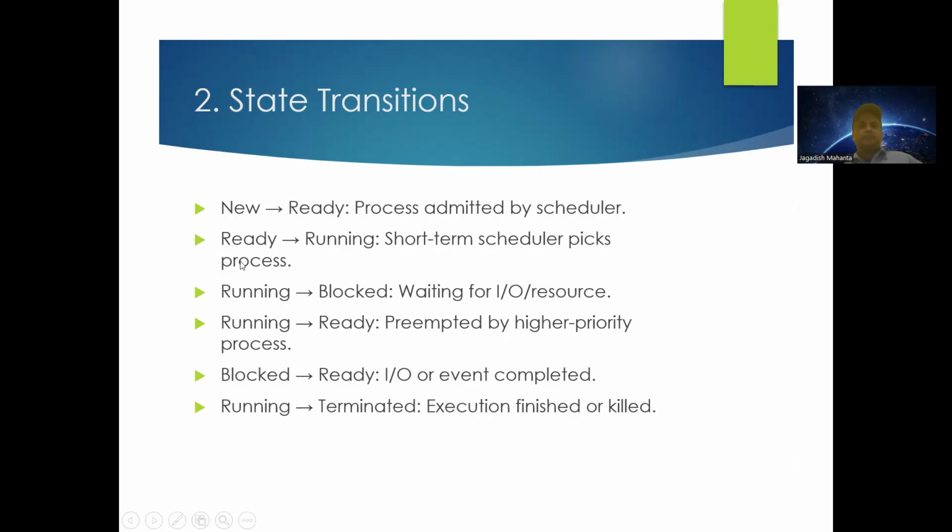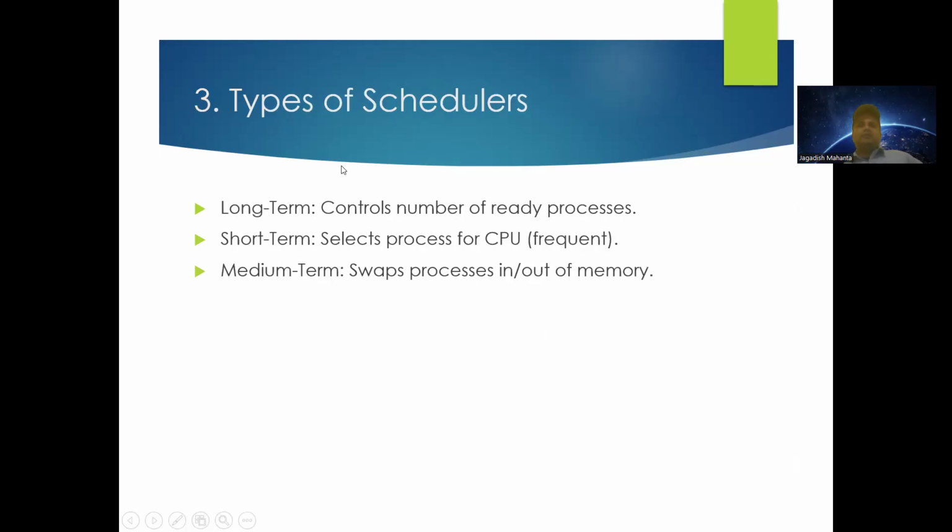Ready state I have already discussed. Ready to running: the short term scheduler picks the process. New to ready: the process is admitted by the scheduler. Running: the process with the highest priority is permitted. Types of scheduler: the long term scheduler controls the number of ready processes. The short term scheduler selects a process for the CPU frequently. The medium term scheduler swaps processes between secondary memory and primary memory.